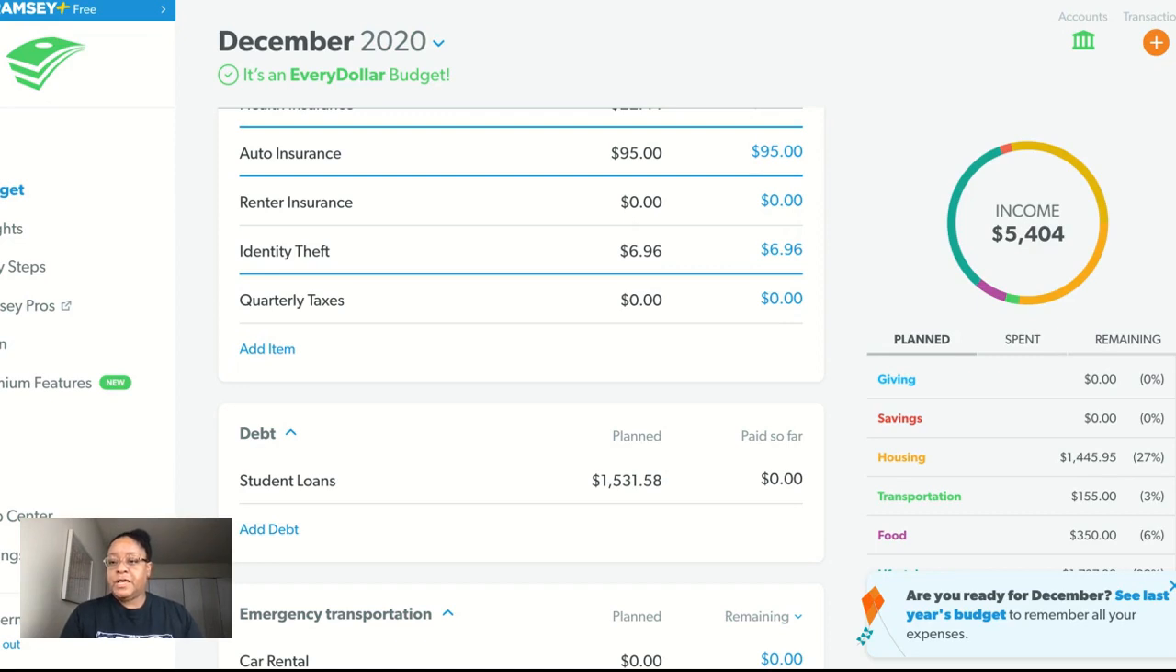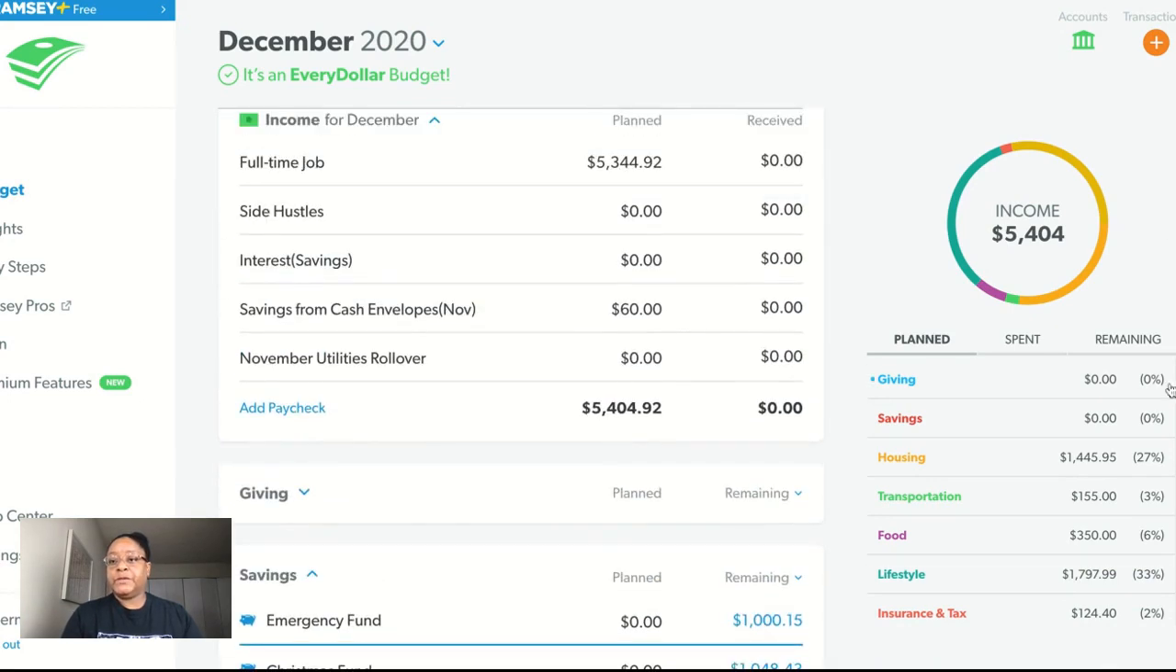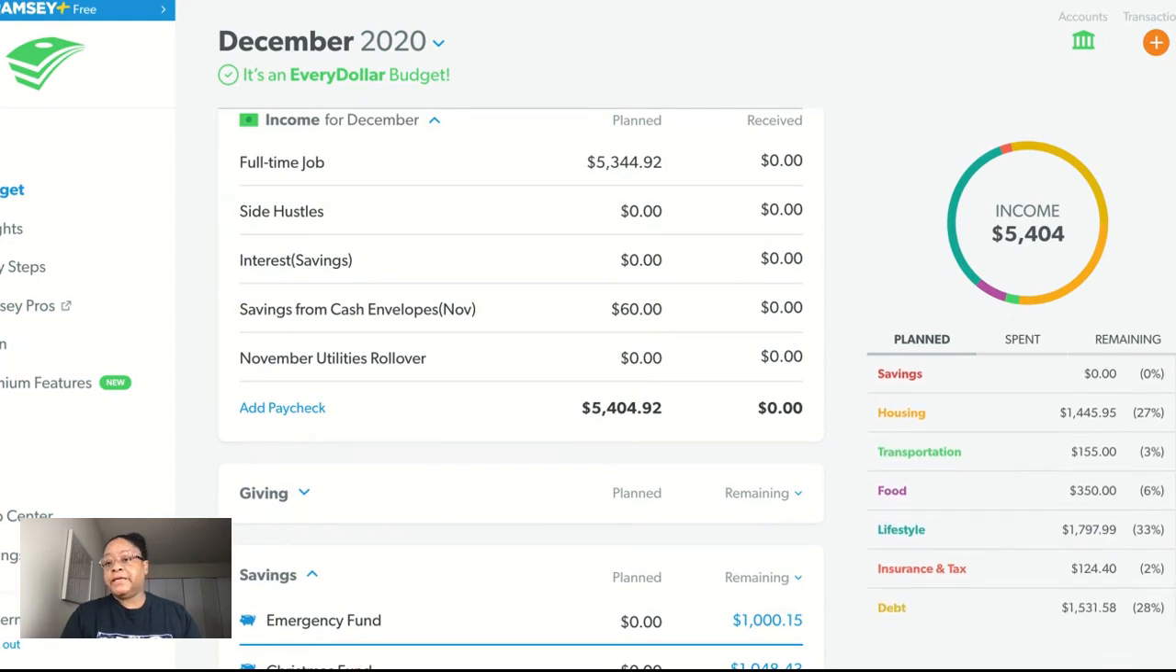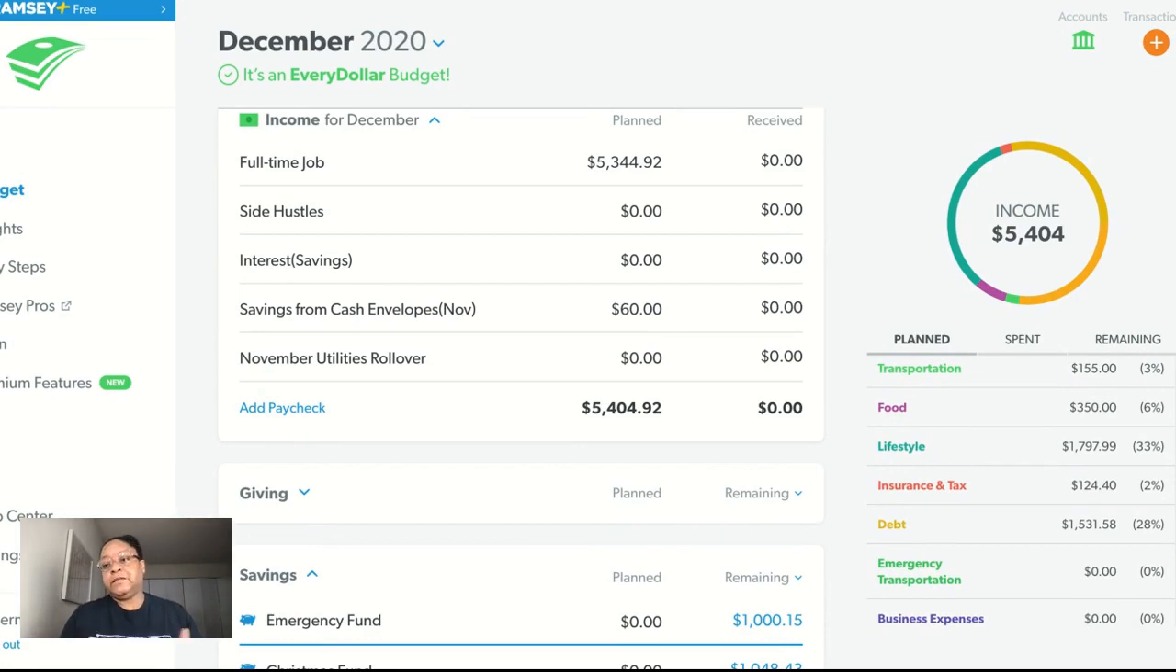So you guys know that I always try to make it a goal to put 50% of my income to my debt. Because I have the medical expenses, I'm not going to be able to do that. But you are going to see here what I am going to be able to put to debt. For the month of December, only about 28% of my income is going to go to my debt. 33% is going to lifestyle, but in that lifestyle is my dental stuff that I'm going to hold on to and cover.